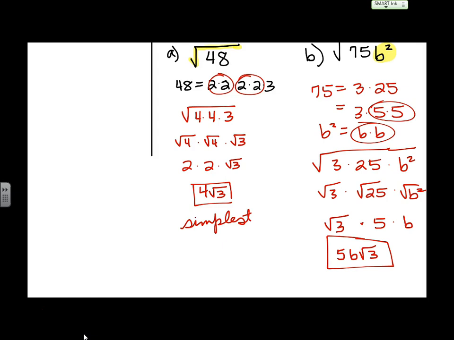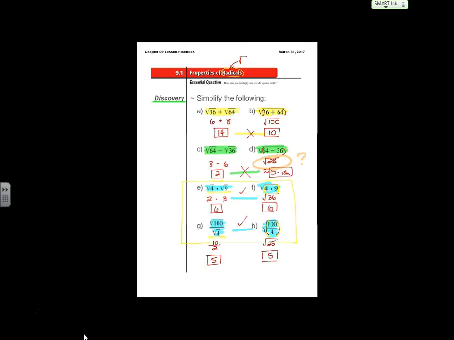Okay? Now, hold on. Didn't I just say a second ago we should talk about the simplest thing? How do we know when we've gotten as far as we can go? What does simplest order or simplest form look like?